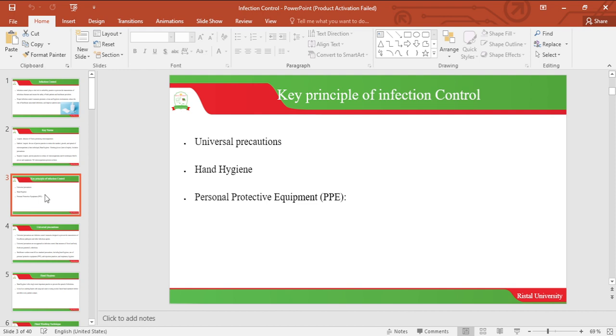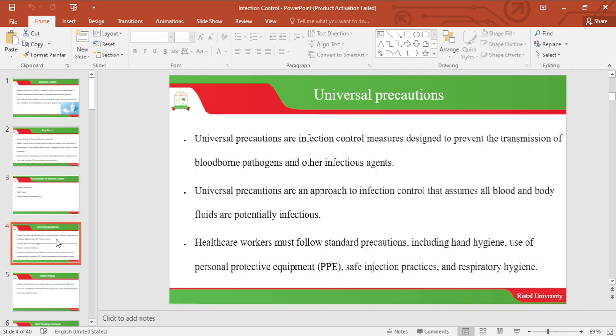Let's look at the key principles of infection control. One of the principles is universal precautions, hand hygiene, personal protective equipment, that is PPE. Let's discuss the universal precautions in details.